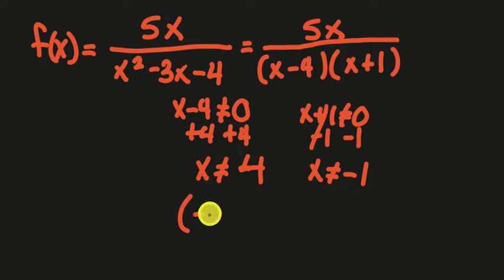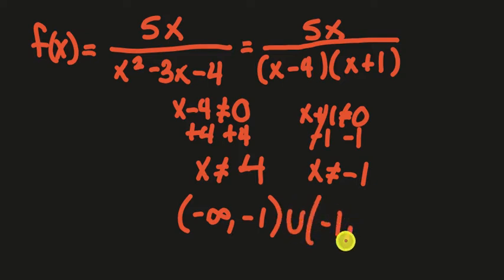Our domain will go from negative infinity to negative 1. This is going to be in union with from negative 1 to 4. In union with from 4 to infinity.